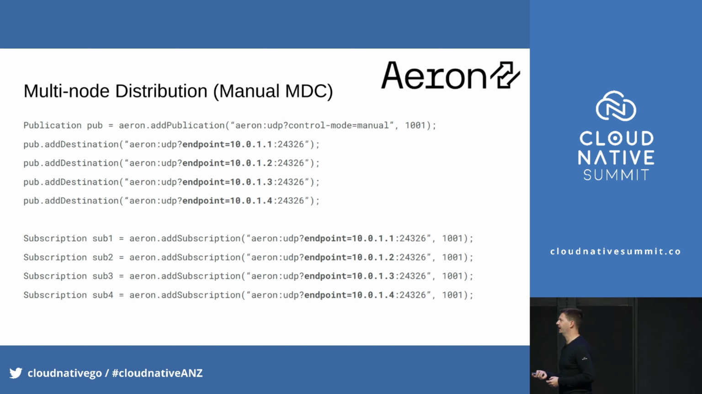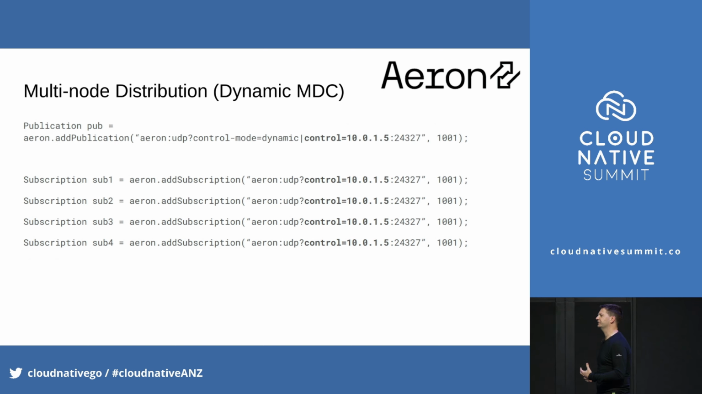The first implementation we have is what we call manual MDC. You'll notice when we set up the publication, there's no endpoint specified. We just say it's going to be control mode manual. And then we manually add in a bunch of destinations as endpoints. And then our subscription side, those are obviously subscribing to receive those messages. This works. It's fine. It has a couple of useful applications, but it's a little bit rigid.